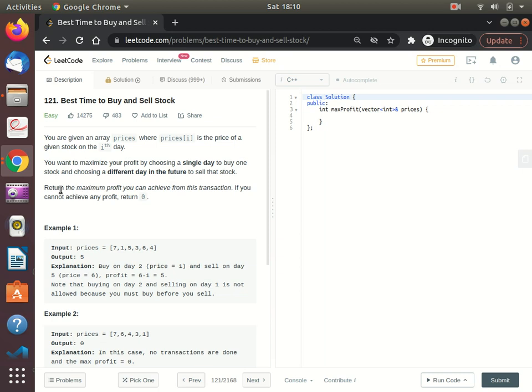Okay. So what if there is no maximum profit? Return the maximum profit you can achieve from this transaction. Okay, we have to return the maximum profit, and if you cannot achieve any profit, then return 0.